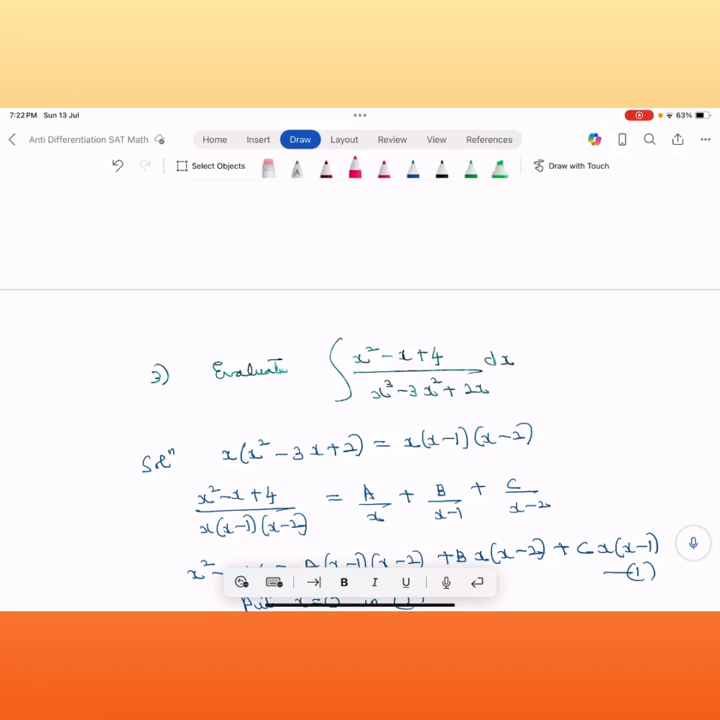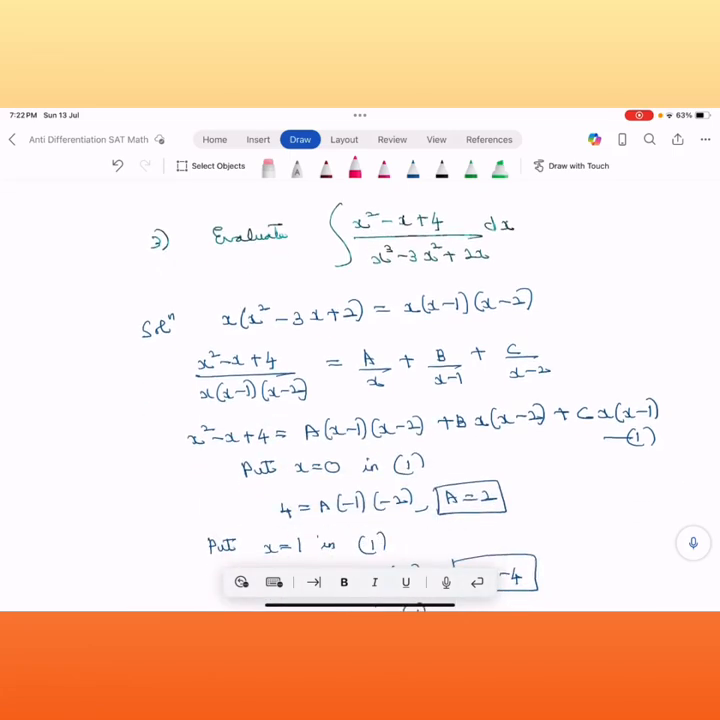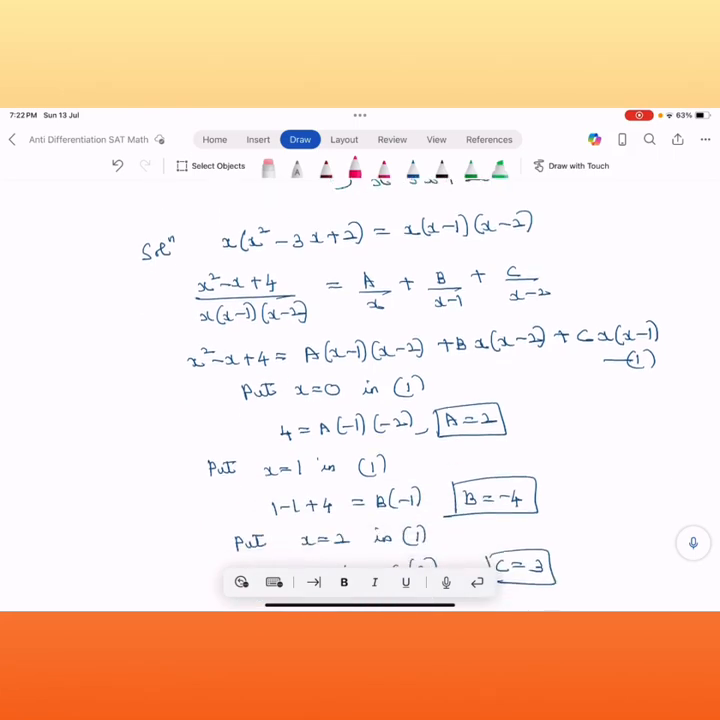Now you will write this term x squared minus x plus 4 by x into x minus 1 into x minus 2 as a by x plus b by x minus 1 plus c by x minus 2. We have split it into fractions. And what happens when you take the LCM and cancel the denominators? You get x squared minus x plus 4 is a x into x minus 1 into x minus 2 plus b x into x minus 2 plus c x into x minus 1. Now in equation 1, if I put x equal to 0, I get 4 equal to a into minus 1 into minus 2. So a is 2.